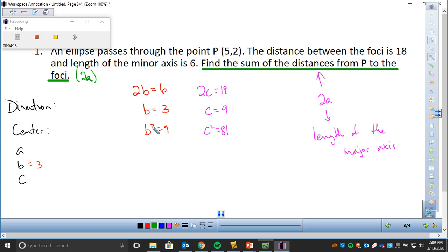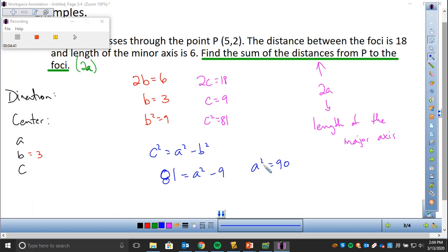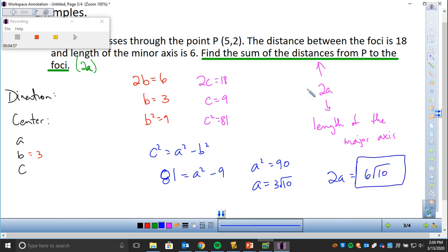We have b already, we have c already, so now we can find a. c squared equals a squared minus b squared. c squared is 81, so 81 equals a squared minus 9. a squared equals 90, so a is going to equal 3 radical 10. And again, the sum of the distances from P to the foci is 2a. So 2a is going to equal 6 radical 10. So the sum of the distances from P, this point right here, to the foci is 6 radical 10.